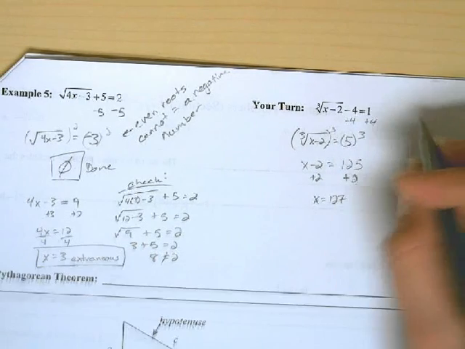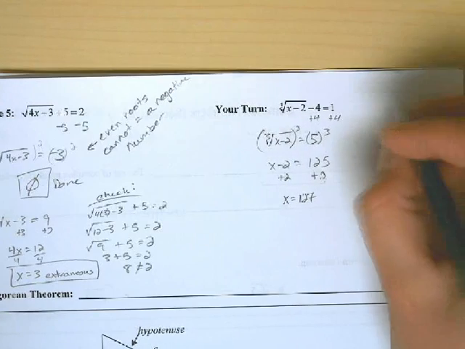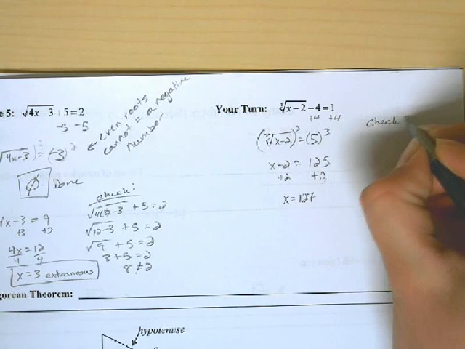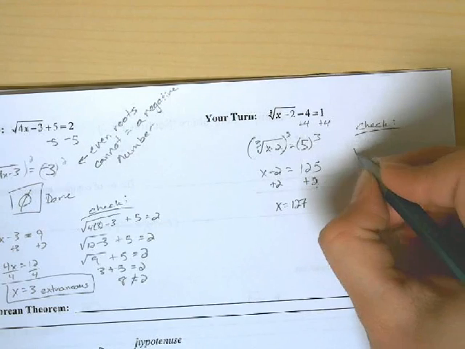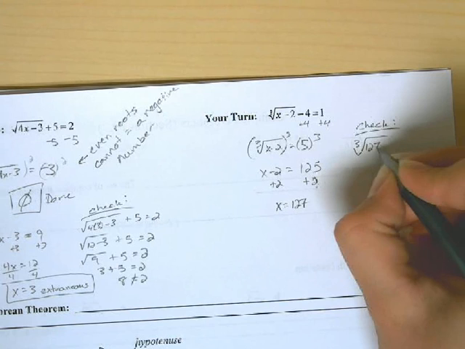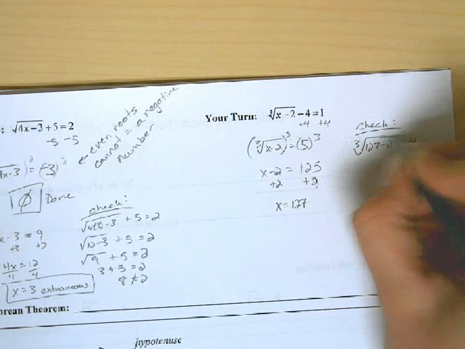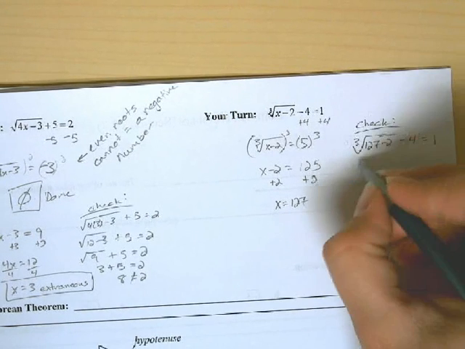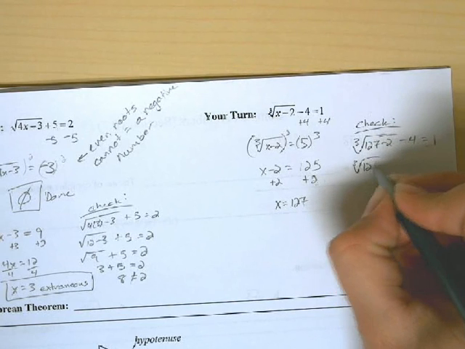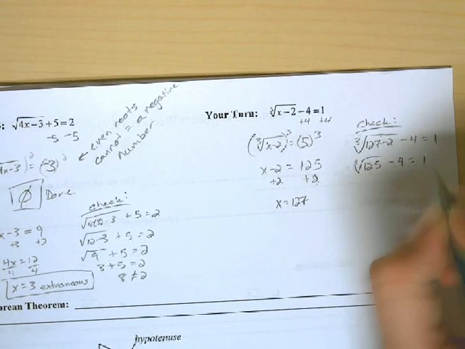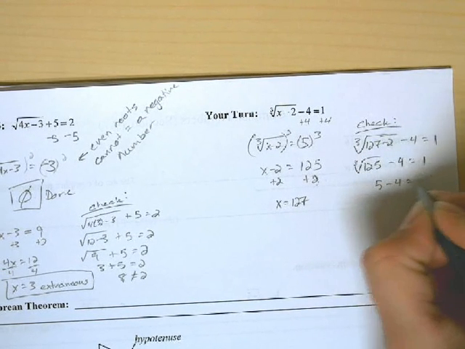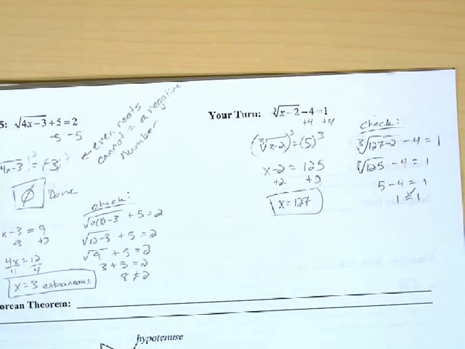If you stopped there, then you're missing a step because you have to check for extraneous solutions every single time. Cubed root of 127 minus 2 minus 4. Okay, so that would be the cubed root of 125 minus 4, which would be 5 minus 4, which would be 1 equal to 1. So it does check. X is equal to 127 is my answer. We did fantastic. Yay us.